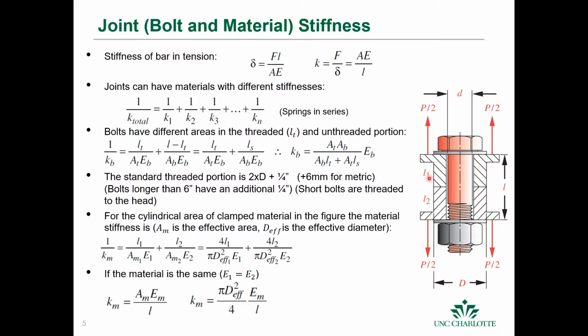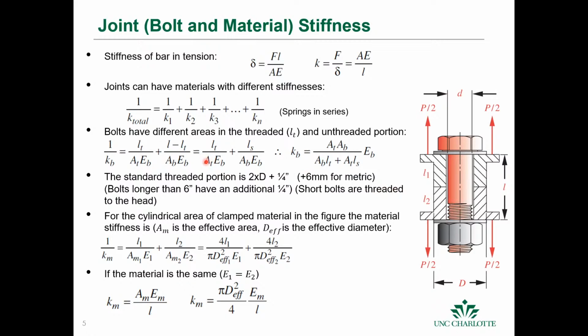Now bolts have different cross-sectional effective areas where you have the threaded portion and where you have the unthreaded portion, or the shank. Okay, and so we can express the bolt stiffness in terms of those two different areas. Okay, so we have 1 over the bolt stiffness is the length of the threaded part over the area of the threaded part times the Young's modulus of the bolt, which is going to be the same. And then we have this unthreaded part, which is L minus LT, where LT is the threaded part.